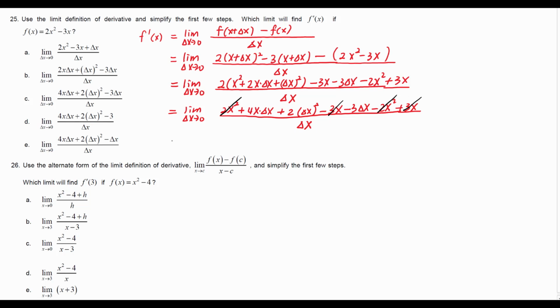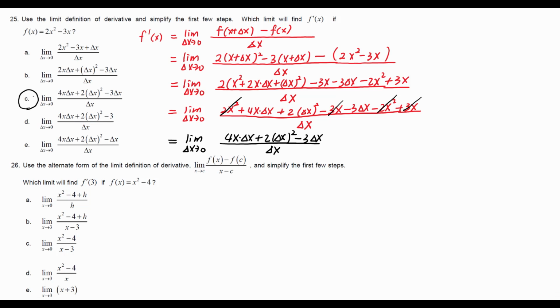So all I have now is limit as delta x approaches 0 of 4x delta x plus 2 delta x squared minus 3 delta x over delta x, and I found the same answer from C. So we will stop here.